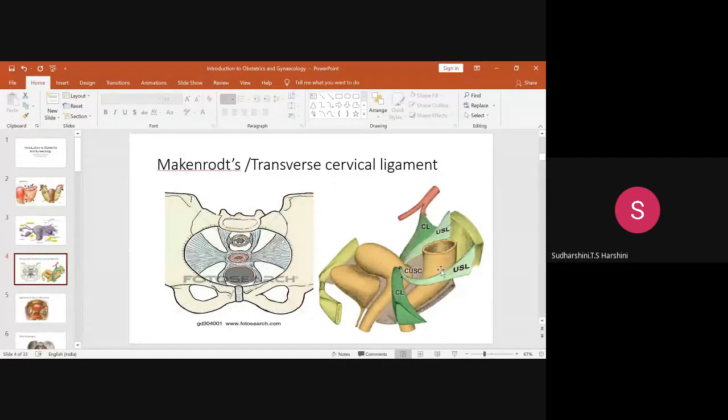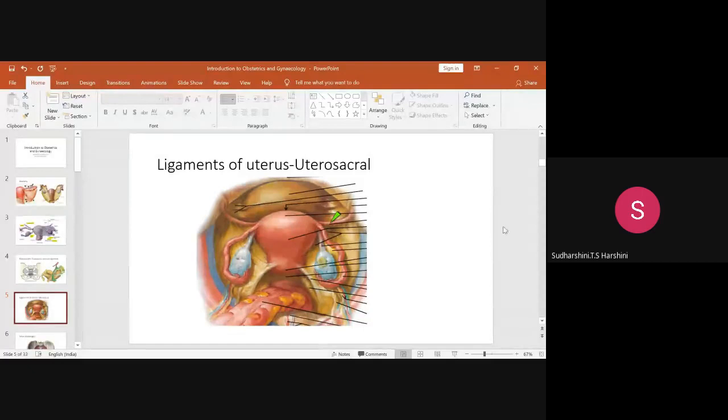So this is a lateral view. CUSC means cardinal uterosacral ligament complex. Okay, so these two, namely the cardinal ligament and the uterosacral ligament, are going to form the primary supports. So you can see the cardinal ligament from the cervix to the lateral pelvic wall, and uterosacral from the posterior portion of cervix going up to the sacrum. Sorry for this picture. This is going to show the uterosacral ligament and the round ligament.